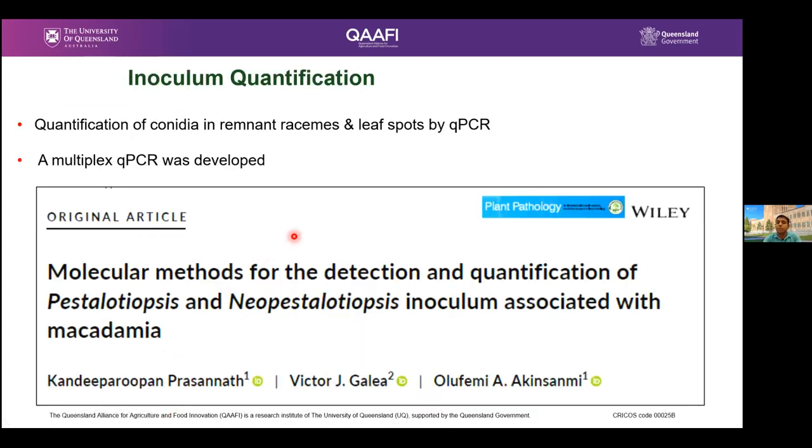Let's move on to the inoculum quantifications. So the conidia in remnant racemes and leaf spots were quantified by a qPCR assay. For this, a multiplex qPCR was developed using already published primer pairs for Botrytis and Cladosporium. But for the Pestalotiopsis and Neopestalotiopsis, we designed a new primer set and developed a qPCR assay, which was published last year in the journal Plant Pathology.